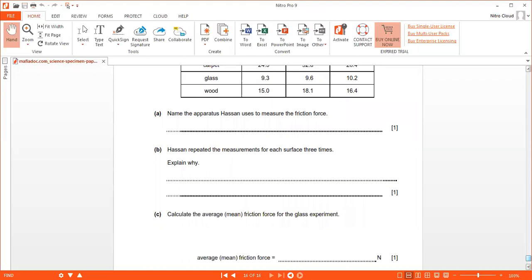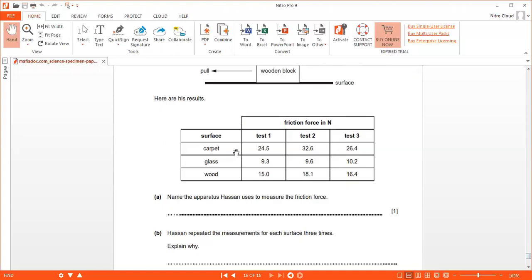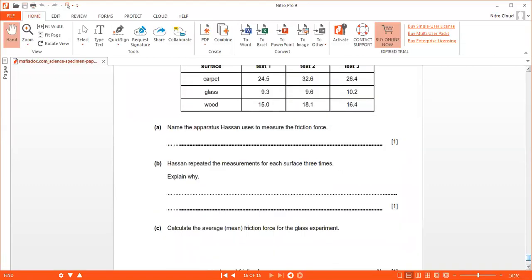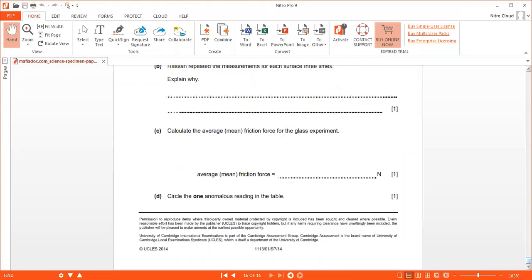C. Calculate the average friction force for the glass experiment. Look, here is the glass experiment. Test 1 9.3, test 2 9.6, test 3 10.2. To know the average, we have to add the 3 results, 9.3 plus 9.6 plus 10.2, and divide by their number, divide by 3, so the average equals 9.7 newtons.